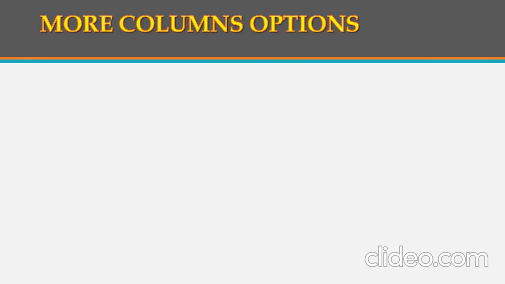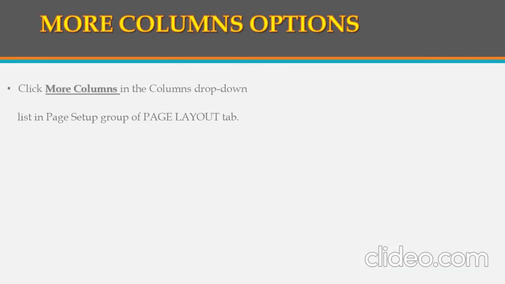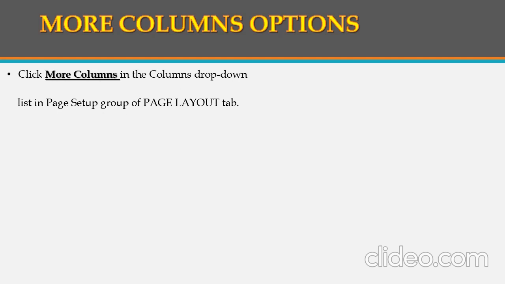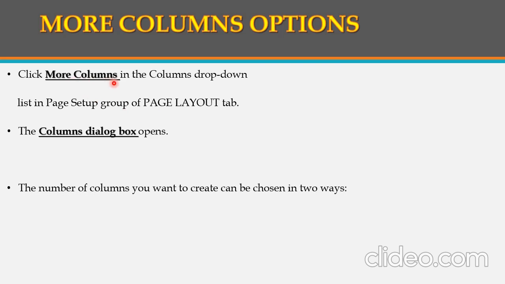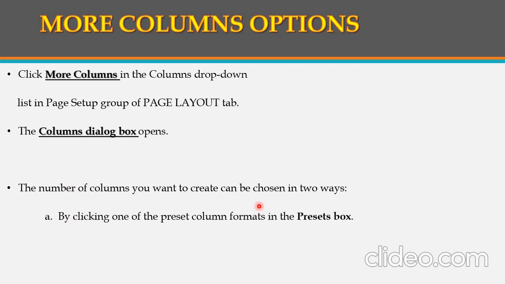Next, let's see about the More Columns option. Click More Columns in the Columns drop-down menu list in the Page Setup group of the Page Layout tab. When you click the More Columns option, you can see the Columns dialog box opens. The number of columns you want to create can be chosen in 2 ways. The first way is by clicking one of the preset column formats in the preset box. So from the preset box, you can choose any one of the column formats, or else by entering a number in the number of columns box. So these are the 2 ways to enter the number of columns.